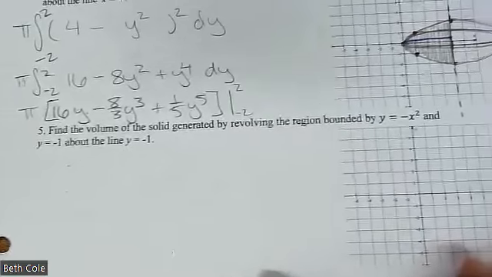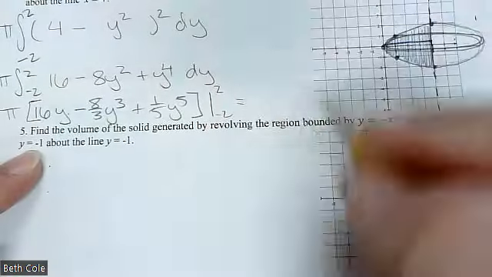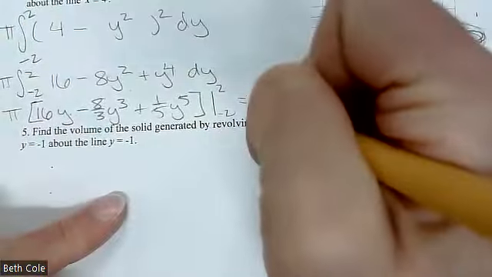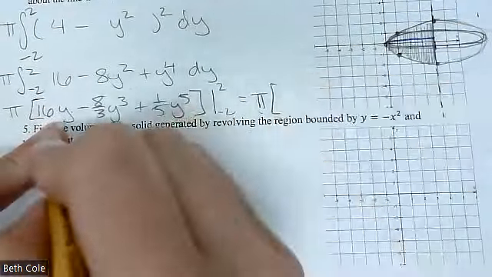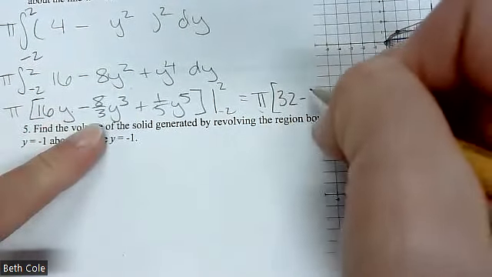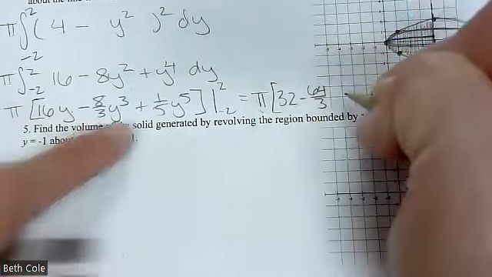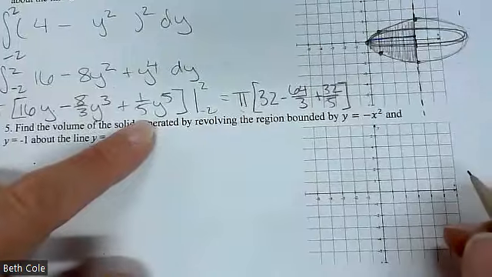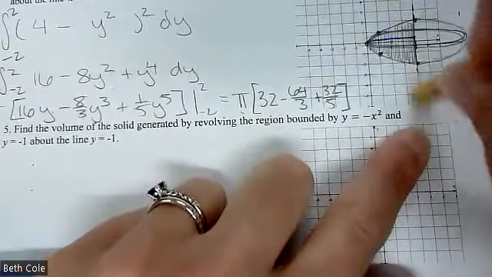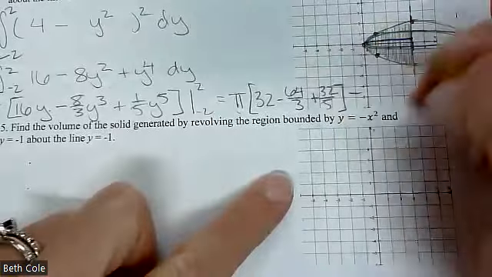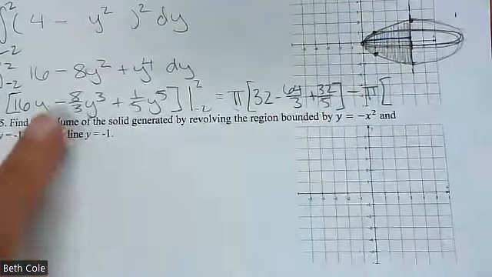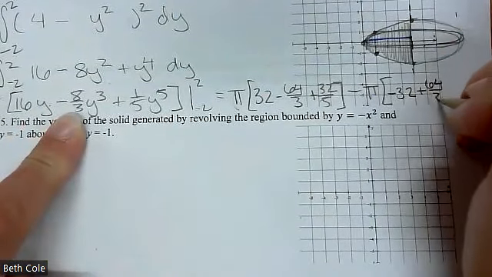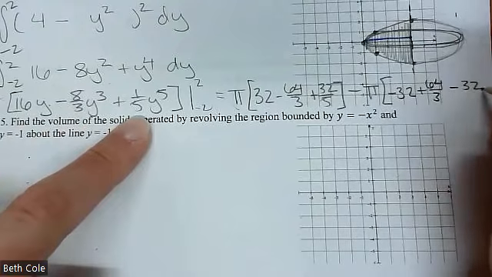And I'm so sorry, I wrote way too big and it didn't fit on here for me, but I will try to write really small. It's gonna go into the grid, but that's okay. So pi out front, if we plug in 2, that'll be 32 minus 64 thirds plus 32 fifths. So that's the upper boundary. Minus pi, and then we're going to plug in -2. So that'll be -32 plus 64 thirds minus 32 fifths.